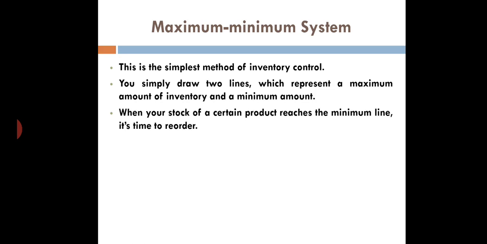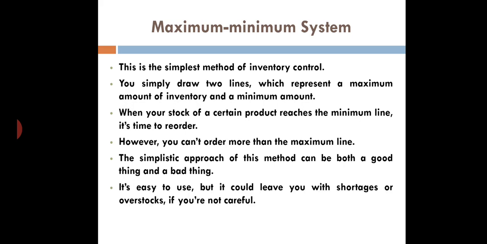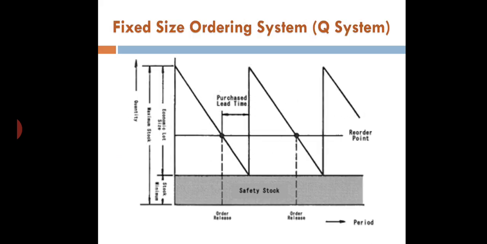You are simply drawing 2 lines representing maximum and minimum amount, and you can't order more than your maximum line. That is a major thing, and it's a very simple approach. It can be a good or a bad thing, because if you face a long lead time, and whatever stock you are holding after your minimum level won't suffice your requirement, then it can lead to understocking.